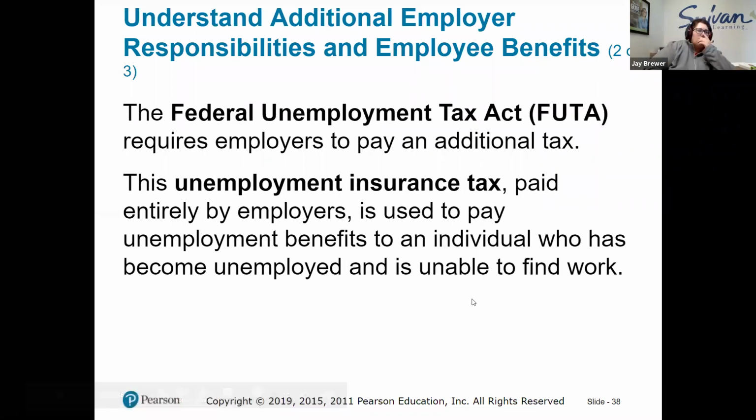The Federal Unemployment Tax Act requires employers to pay additional tax. This unemployment insurance tax paid entirely by employers is used to pay unemployment benefits to any individual who has become unemployed and is unable to work. Okay.